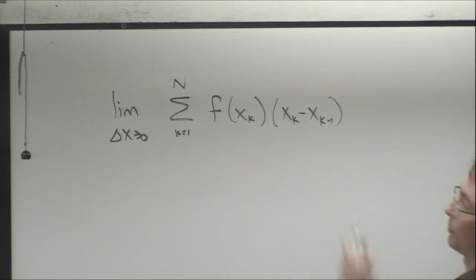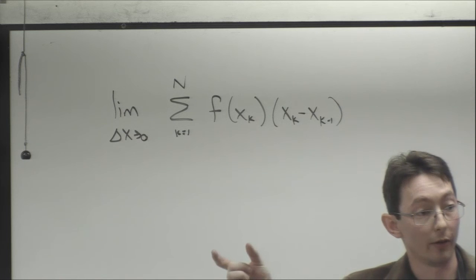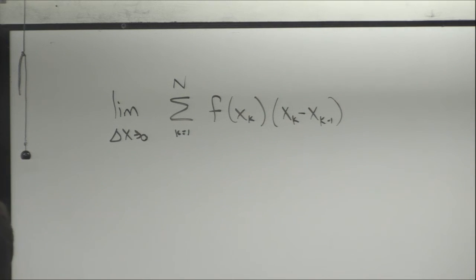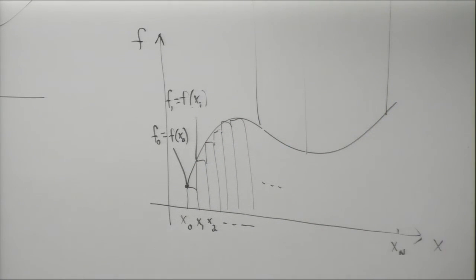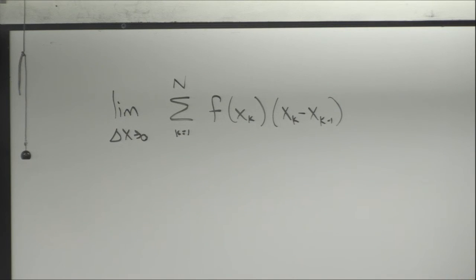Okay, so n is the number of rectangles. Delta x is the spacing, kind of the width of all of those rectangles. And this is the height of kind of the right side of these rectangles. Any questions about this formulation so far? It's a little messier than the derivative, but when you write it like this, it's actually pretty simple, right?